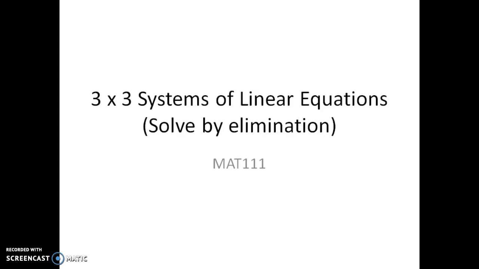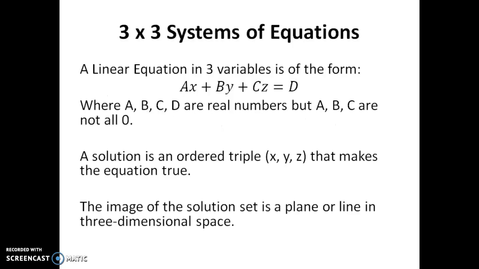In this video, we're going to talk about 3x3 systems of linear equations. Alright, let's start with our definition. A linear equation in 3 variables is of the form ax plus by plus cz equals d. Here a, b, and c are real numbers, and d as well. But it's important that a, b, and c are not all 0 at the same time, because then all of the variables would disappear.